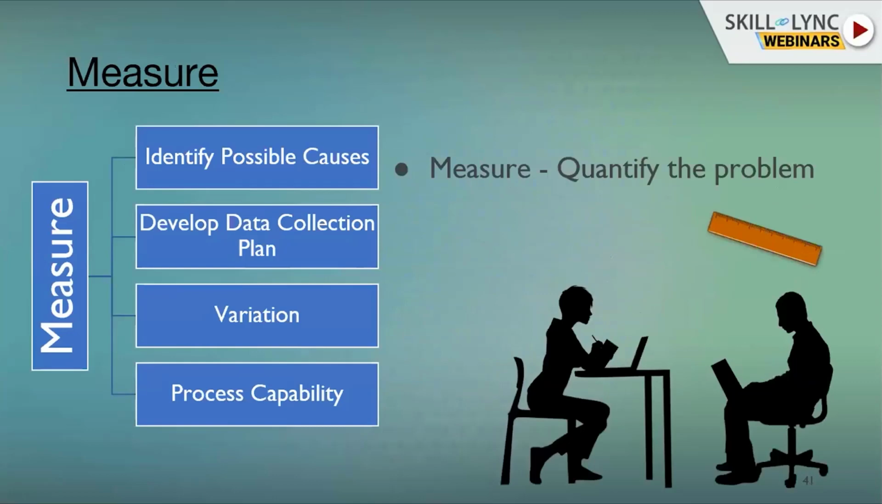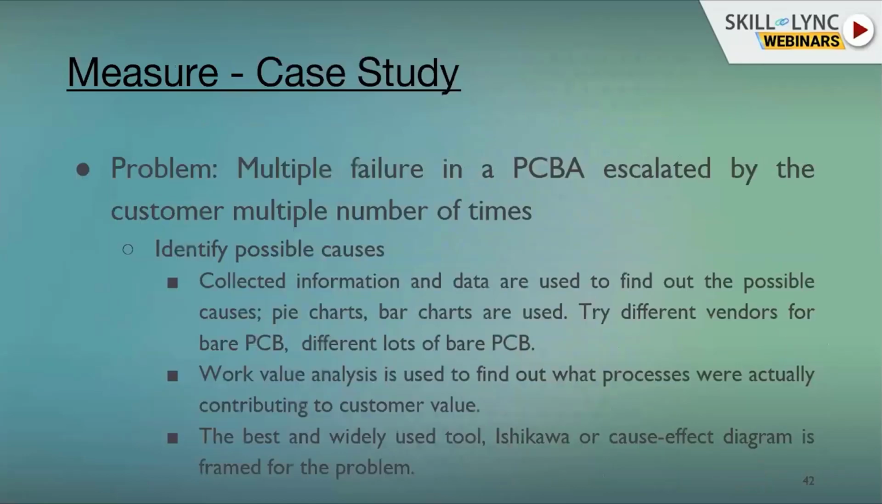Then measure. We measured and identified the possible causes. We developed the data collection plan, variation, process capability. Now you're seeing it out of the 7 QC tools. Now we are collecting the data to measure it. What is the variation? There were multiple. We collected the information and data which were used to find the causes. Pie charts were used, bar charts were used. We tried different vendors for bare PCBs, different lots of bare PCBs, and we found what the scenario is. Are they still failing or not? We just checked it.